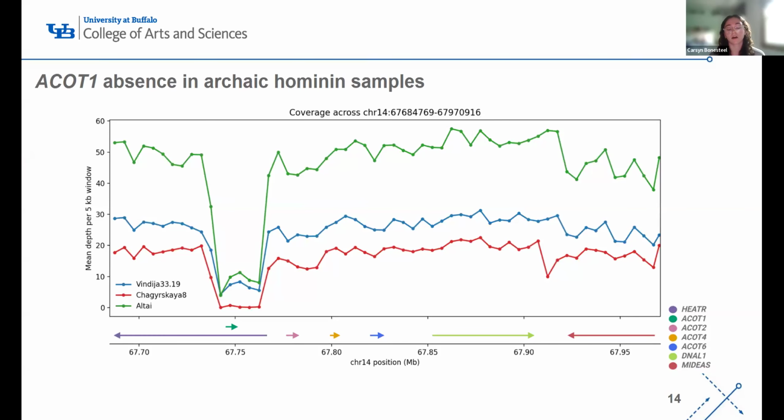So when we look at high coverage archaic hominin samples, including Vindija, Chagyrskaya, and Altai, we find that the coverage level at the ACOT1 gene is much lower than the rest of this locus, signifying that the archaic hominins did not possess this ACOT1 duplication.